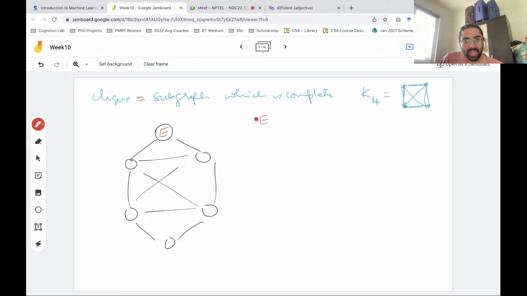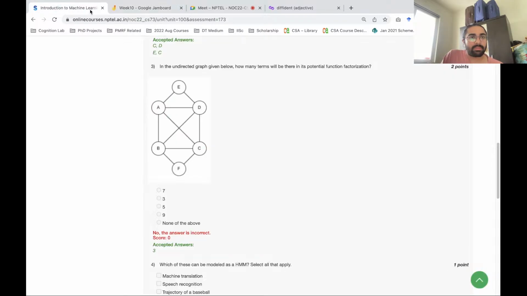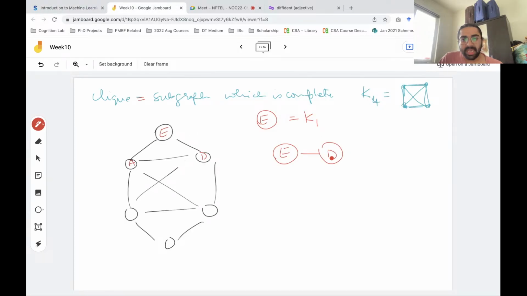every node by itself is also a clique, right? Because I can say this is K1, a single node, so there are no more edges to have, so it's a complete graph in its own right. I can also say E and D, so ED is also a clique in itself, because it's a subgraph which is complete, which is K2, right? Or I can also look at E, A, and D, which is basically K3.